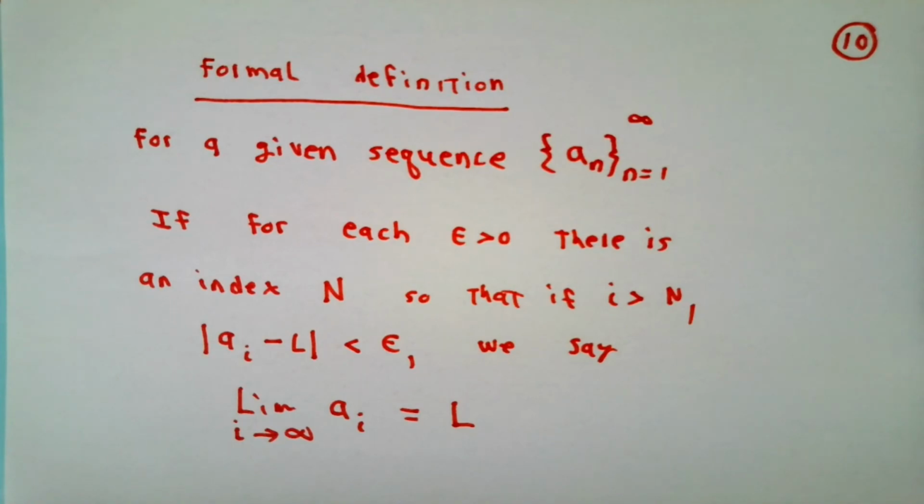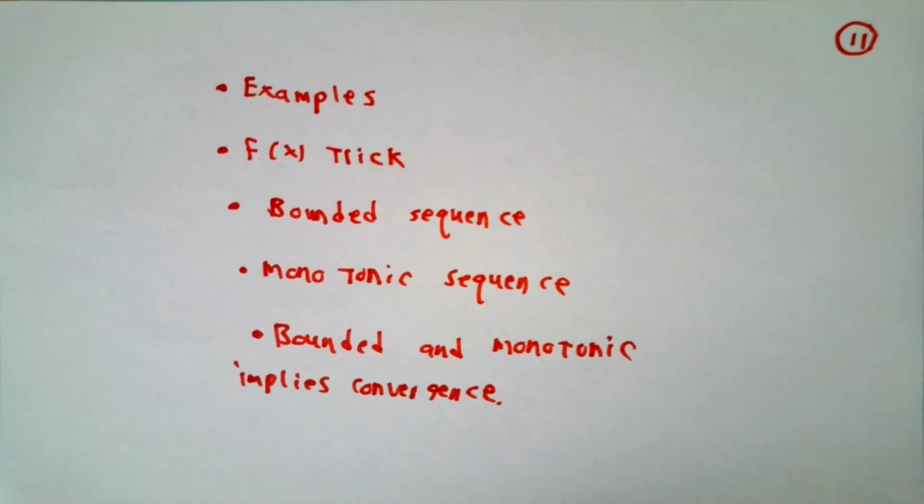In the next video, we'll see several examples of sequences. We'll introduce something that we'll call the f of x trick. We'll introduce two new concepts, a bounded sequence and a monotonic sequence, and then we'll convince ourselves that if you have a sequence that has both of those two previously stated properties, then that sequence automatically converges.